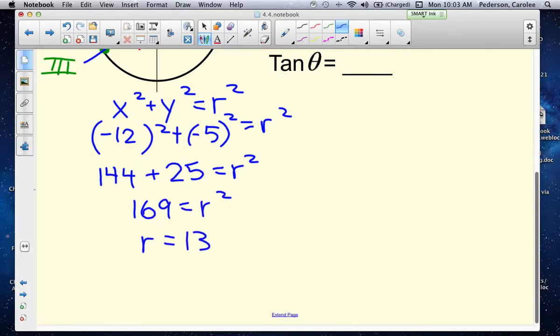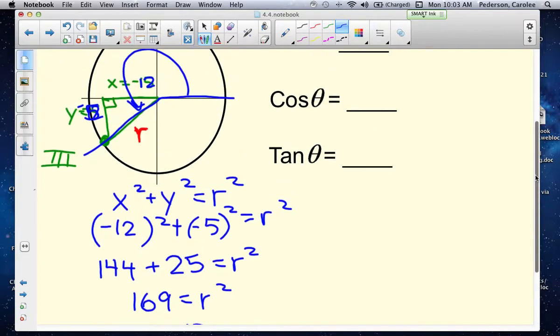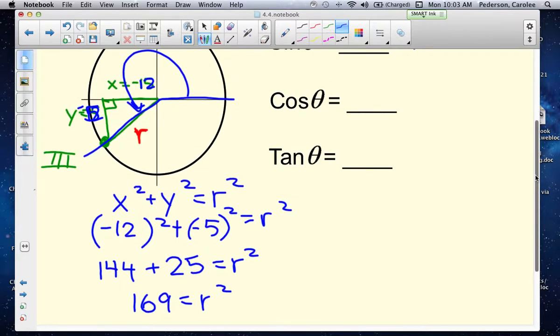Can you have a negative radius? No. Your circle will never have a negative radius. It could have a negative x or a negative y. So now we have all 3 pieces, the x, the y, and the r. So if we go back over here, we could label this.